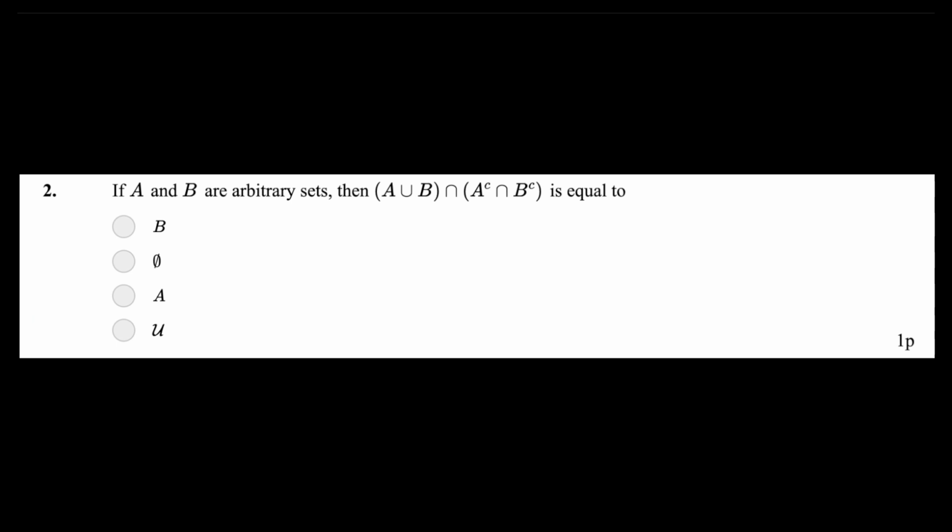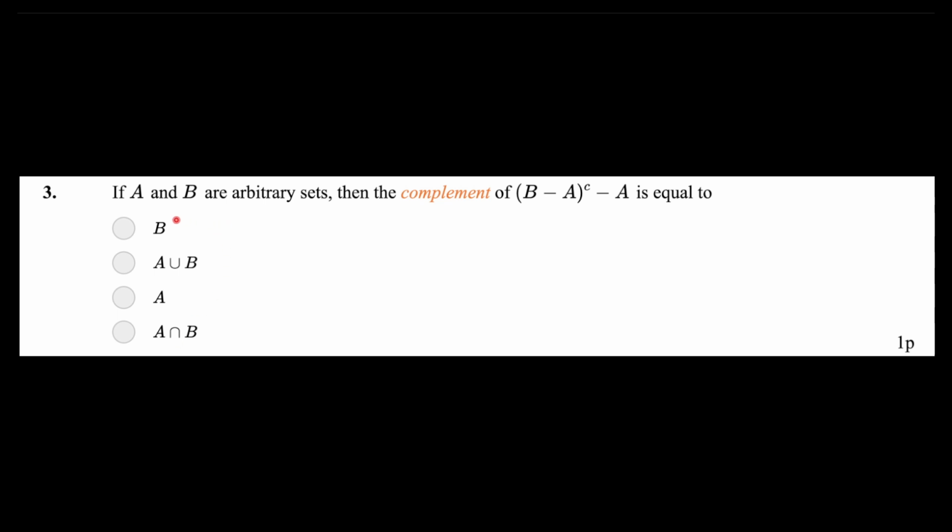So now let us go to the next one. Here again, if A and B are arbitrary sets, then the complement of this set is equal to which one of them? Of course, at Math 5 level, you can convince yourself by imagining a Venn diagram. But we can also do it algebraically here. So we can simplify this set using the rules that we have learned so far. And then whatever that set is, I should take the complement of that set, because it is emphasized that we want the complement of the set.